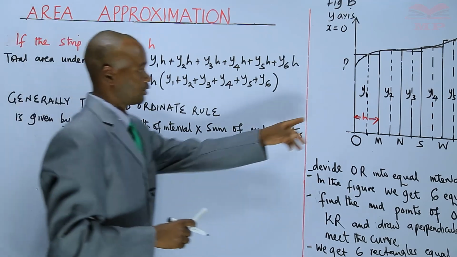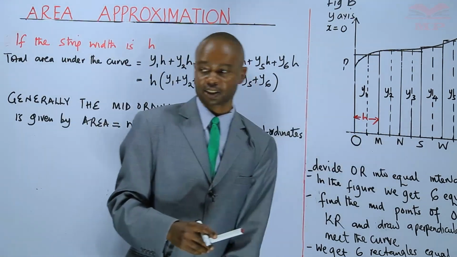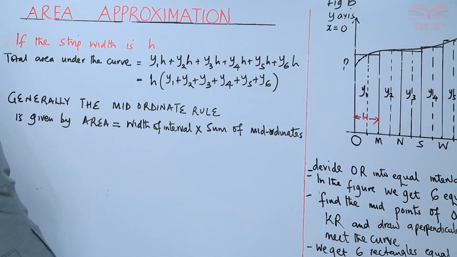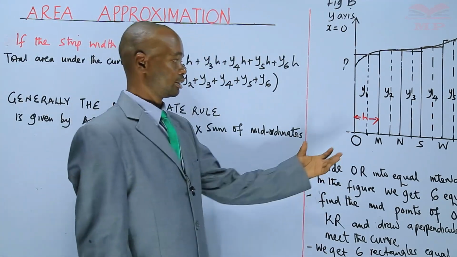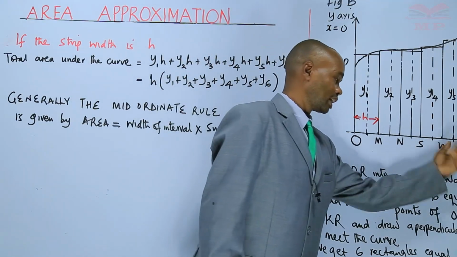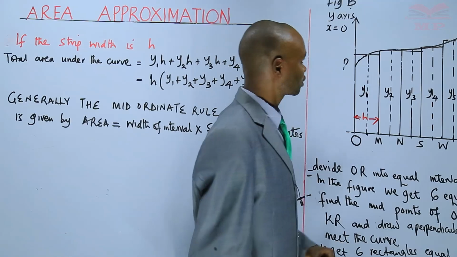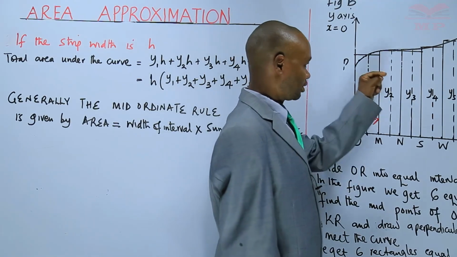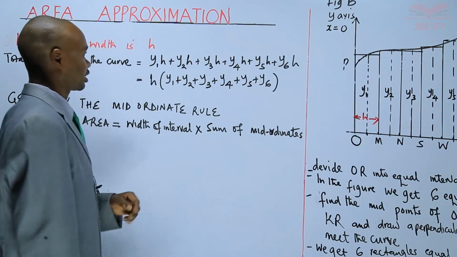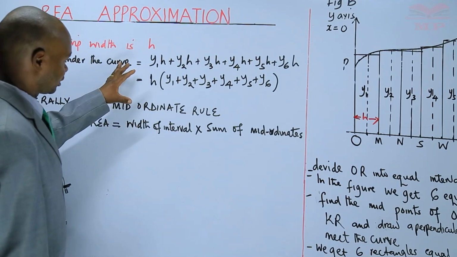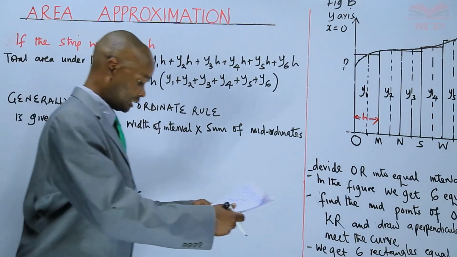Width of the interval times the sum of the mid-ordinates. So if you are told to derive, it will be: divide these into equal intervals, get the mid-ordinates, get the area of each, but after deriving, you'll now just be coming to the formula and applying it where necessary.